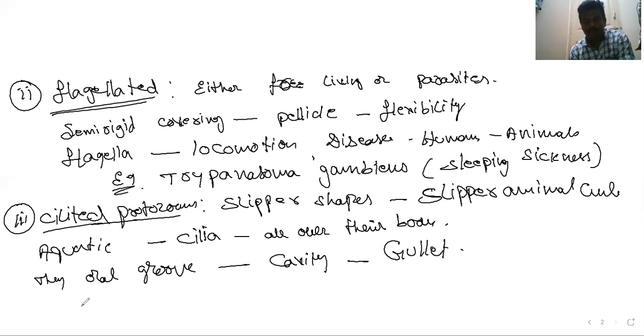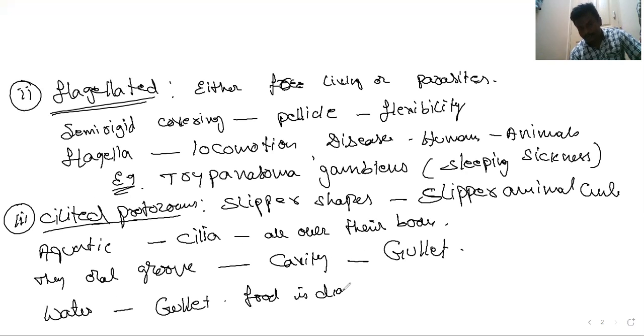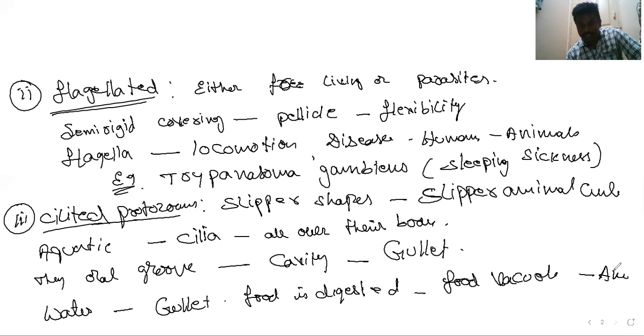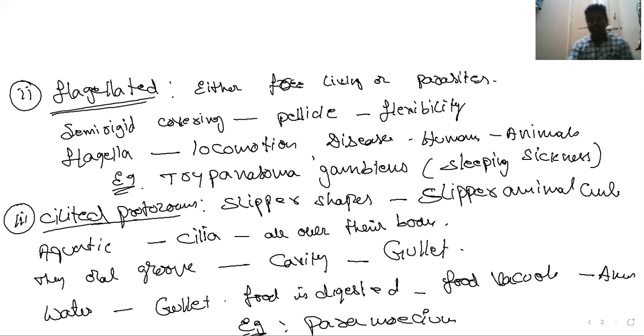The coordinated movement of rows of cilia causes the water to move, and the food is stirred into the gullet. The food is digested in the food vacuole, and undigested waste material is expelled out through the anus. Example: Paramecium. This is the ciliated protozoans explanation.